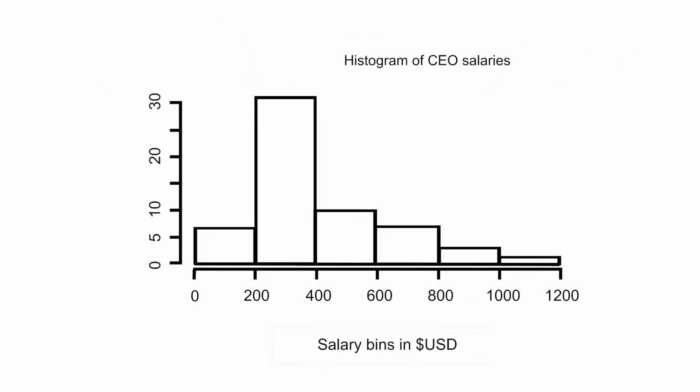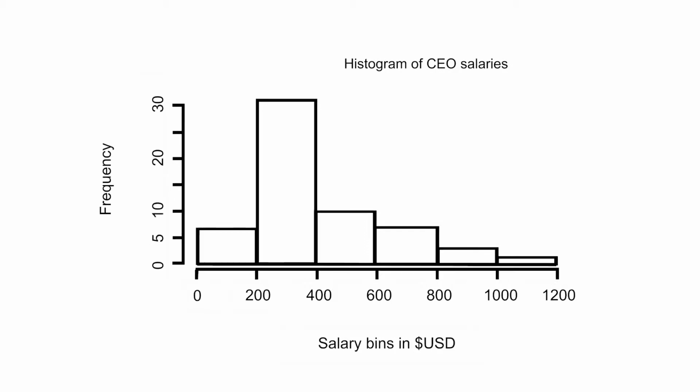The x-axis shows the salary ranges, 0 to 199,000, 200,000 to 399,000, and so on. The y-axis measures the frequencies, that is, the number of CEOs who have a salary within the ranges on the x-axis.